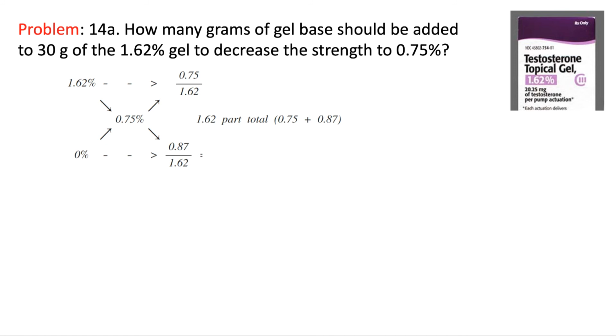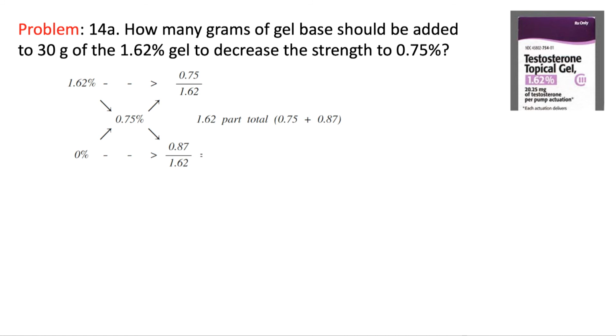And then down below, on the very bottom and down a ways, is what we're adding to it, which is just pure gel base, which has 0% testosterone. Okay, so our original concentration is 1.62% testosterone. On top, down below, way down, is our 0% pure base. And what we're trying to make over in the middle on the right is our target, which is to lower the concentration to 0.75%. So that's our target.